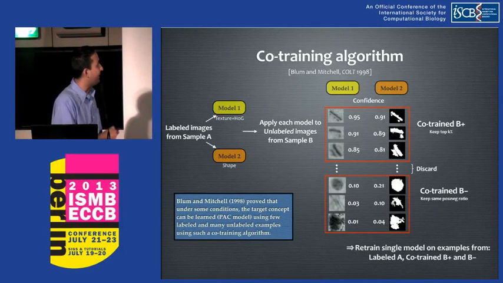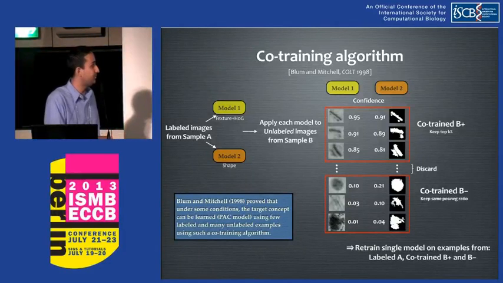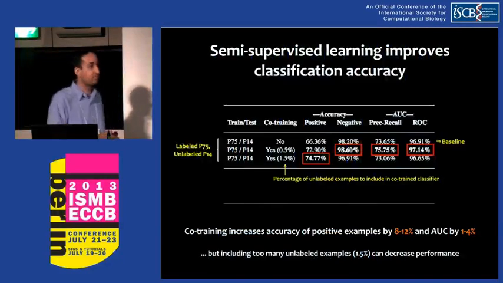So now what do I have? I have some labeled images from sample A that I started with. I have my co-trained set of positive examples, my co-trained set of negative examples, and I'm going to retrain a single model using all these three different sets. Okay, so does this help us?